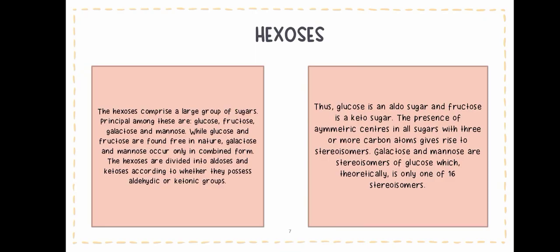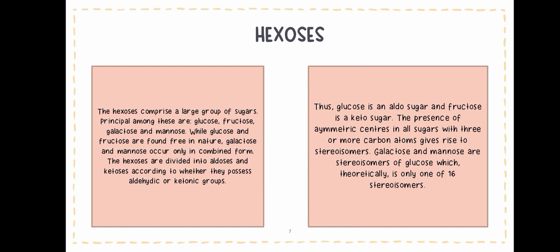Hexoses. The hexoses comprise a large group of sugars. Principal among these are glucose, fructose, galactose, and mannose. While glucose and fructose are found free in nature, galactose and mannose occur only in combined form. The hexoses are divided into aldoses and ketoses according to whether they possess aldehydic or ketonic groups. Thus, glucose is an aldose sugar and fructose is a ketose sugar.